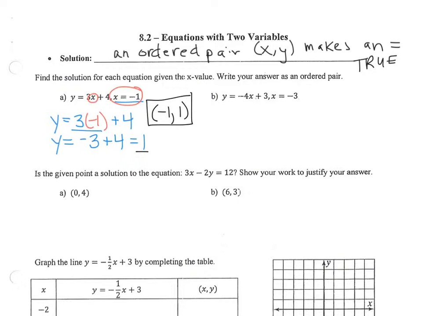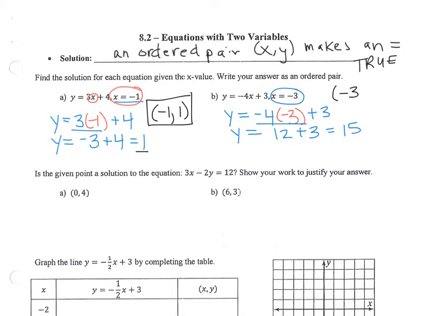Okay, this letter B. I'm going to plug in x is -3, so I do y equals -4. Now instead of writing x, I'm going to plug in -3 and then plus 3. So now I do order of operations. Y equals 12 plus 3, which is 15. So my ordered pair is -3, positive 15.